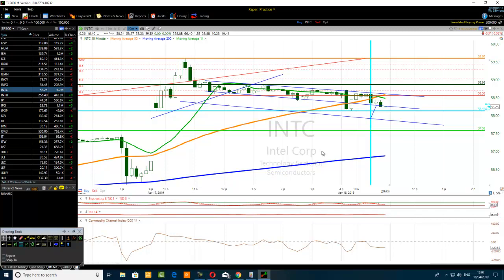The financial instrument that we are analyzing today is Intel Incorporated, belonging to the technology sector, semiconductor.